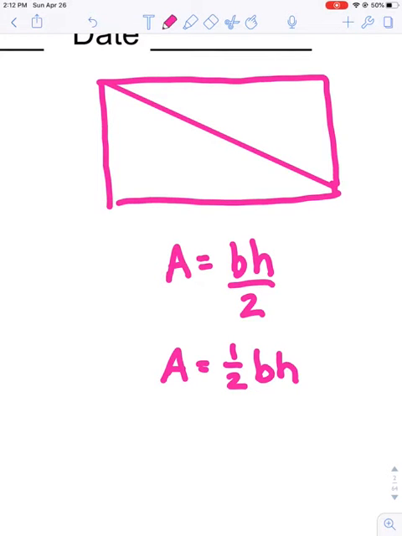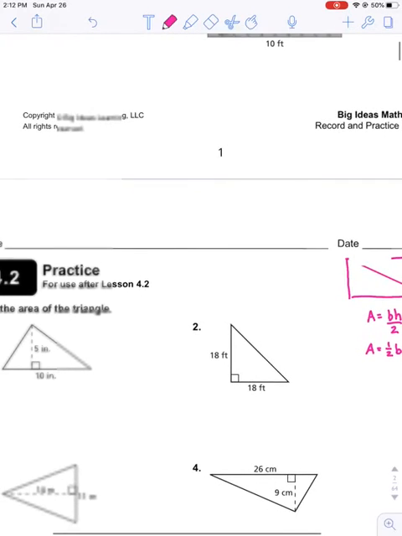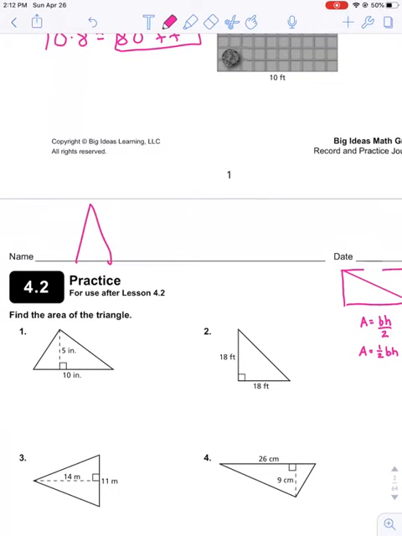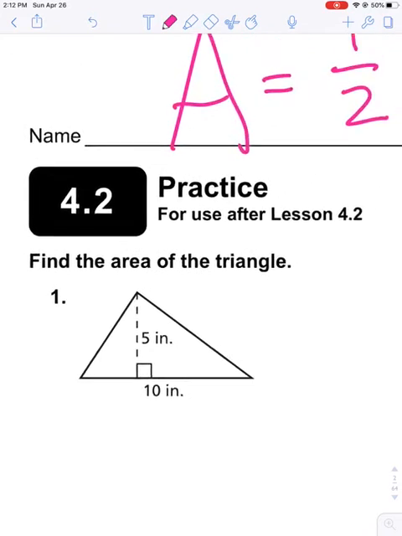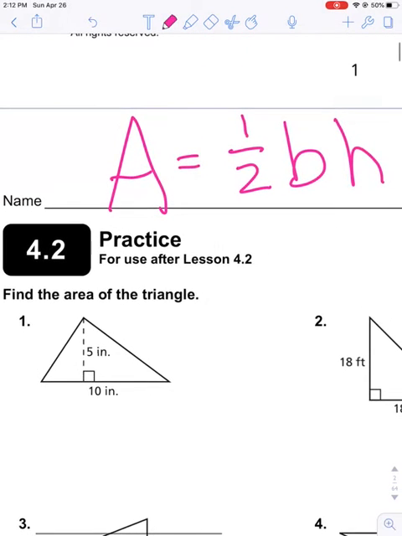It's like saying take half of a rectangle, and that'll give you the area of the triangle. So let's take a look. If you want to write that formula really big on the top of your screen, I think that would help you. Area equals 1/2 times base times height. With a triangle, you always have to find the right angle. So if you look at number 1, and I'm trying to make the formula visible too.